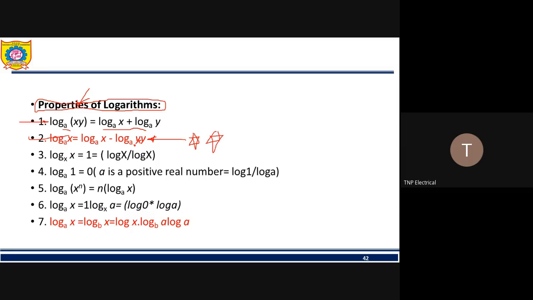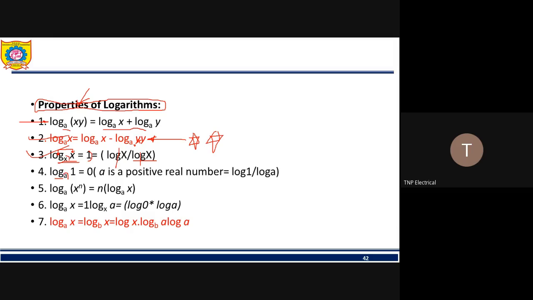Okay. Now the third one is log x to the base x. Log x to the base x is equal to 1. Now why do we represent log x to the base x as 1? Because there is a simple concept that if there is log x to the base x, this can be represented as log x upon log x. Are you getting it? So we know that log x upon log x is always equal to 1. So this is it.